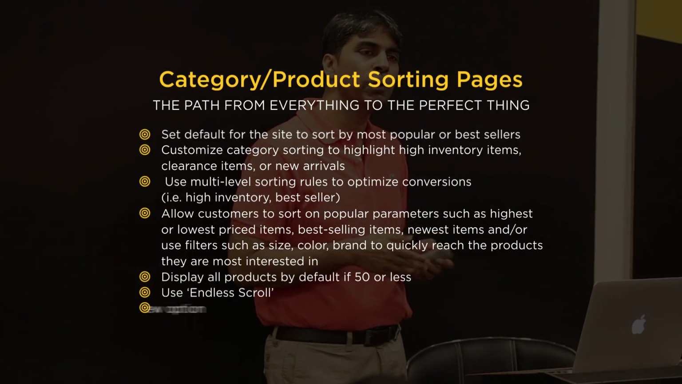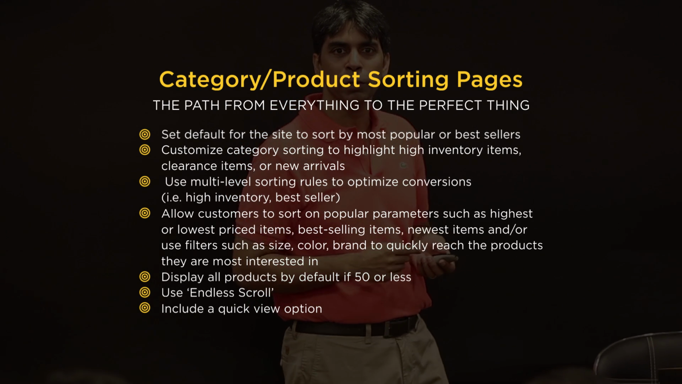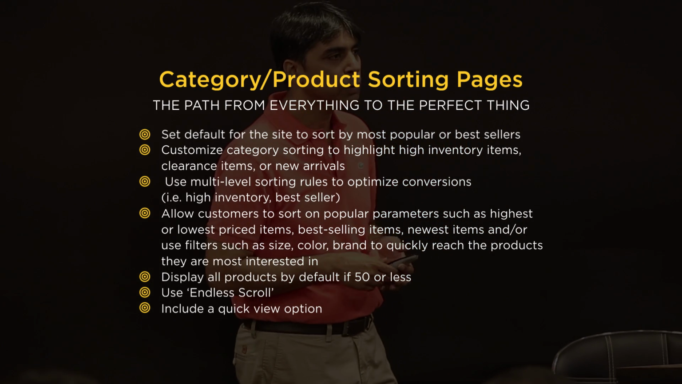If you don't have that technology, then if it's less than 50 products, just display all of them on one page. Scroll it down. Nobody wants to go to 2 or 3 pages. If they see 1, 2, 3, they're not going to go. Use endless scroll, which is what I was just talking about. Include a quick view option. You go to some sites, and you can just do a quick view. It shows you right there what the product is.